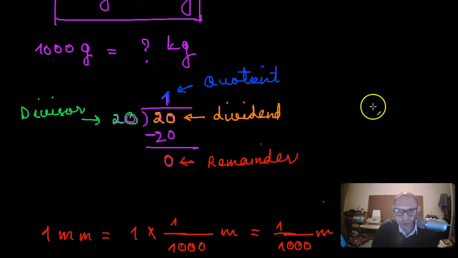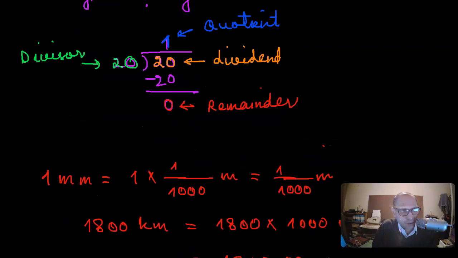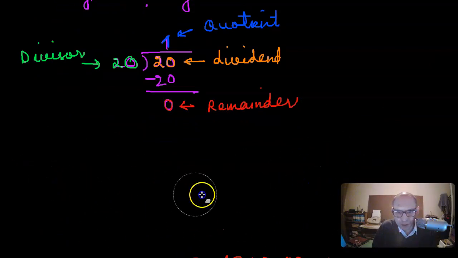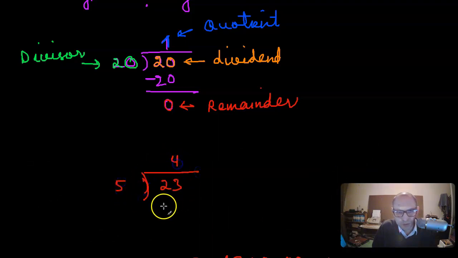Meaning that, for example, in the case of 23 divided by 5, you have 4 times 5 is equal to 20, and then 23 minus 20 is equal to 3. So here the dividend is 23, the divisor is 5, the quotient is 4, and the remainder is 3. So 23 is not divisible by 5, but 20 is divisible by 20, so the remainder is 0.